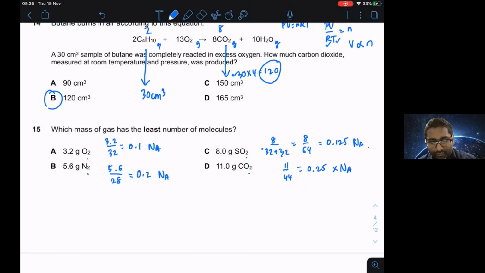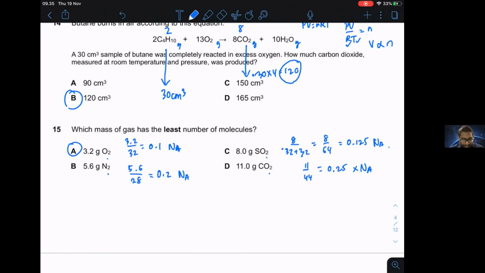You can just see which one is the smallest value of the number of moles. So I can see the answer is going to be 15. Yeah, 15 is the answer. Sorry, the answer is going to be A. Yeah, 15, the answer is going to be A.